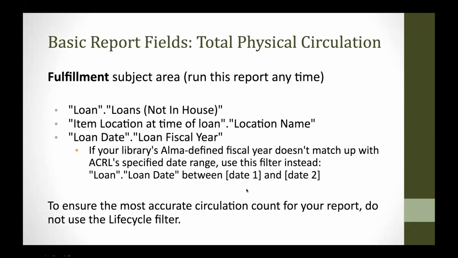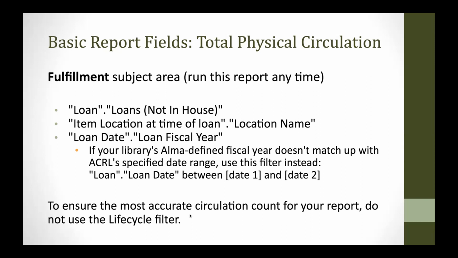For physical circulation, this is the fulfillment subject area. So we use loans not in-house because ACRL asks that we exclude in-house loans. We ask for location name and loan fiscal year. Now, if your library's Alma defined fiscal year doesn't match up with ACRL's date range that they want, you can use another filter on loan date and just say between and then whatever dates it would be, July 1st of 2021 and June 30th of 2022.